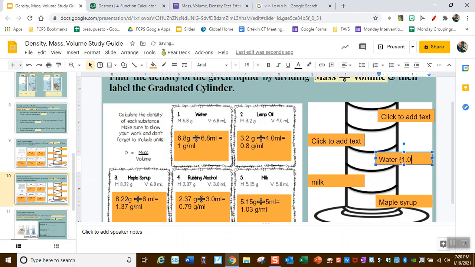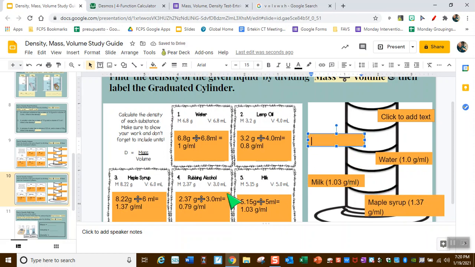So let me write these here so you guys can see the numbers. You don't have to write the numbers, but maybe it'll help you understand. So milk is 1.03 grams per milliliter, and then maple syrup is 1.37 grams per milliliter. So your numbers are going to get smaller when you go to the top. And then what's going to float on top of water? These are very close, 0.8 and 0.79. Which number is bigger? The lamp oil. So you're going to write lamp oil here because it's 0.8 grams per milliliter.